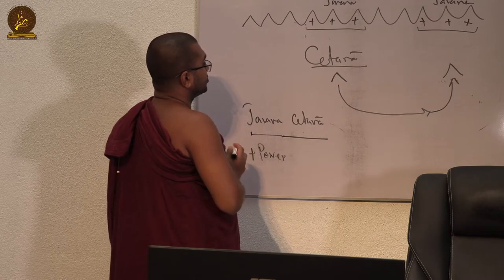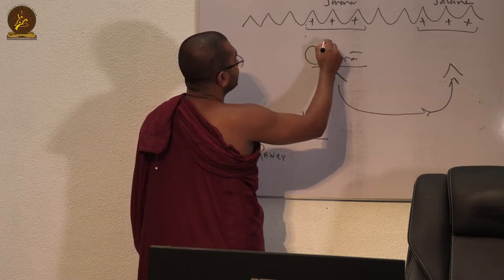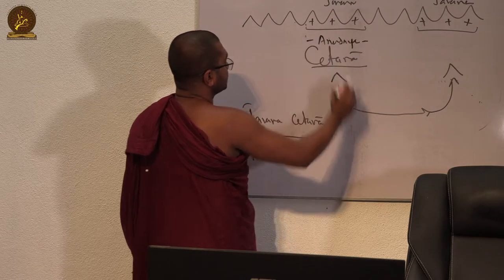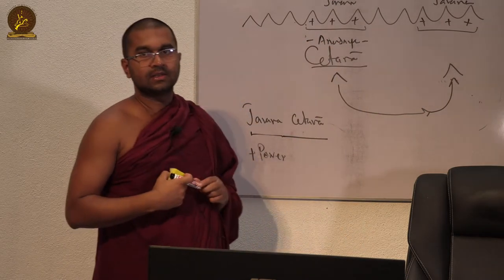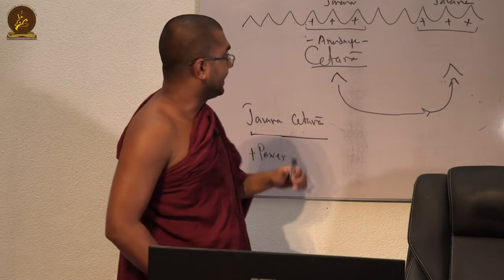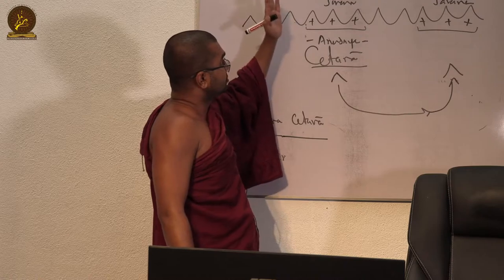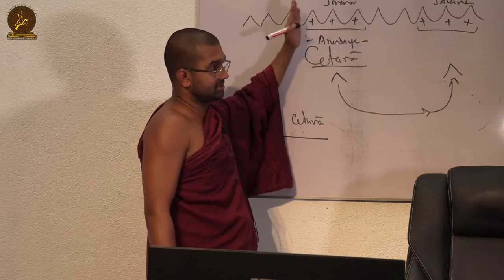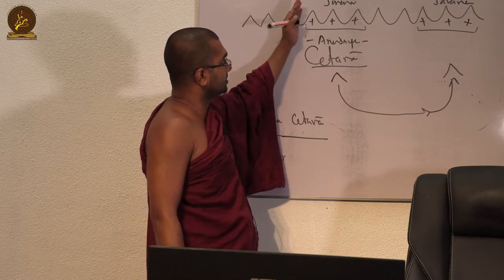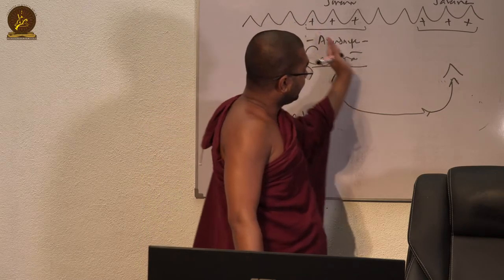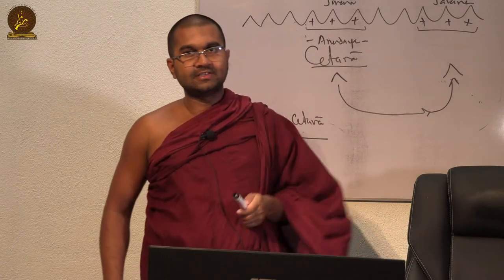For that, there should be another requirement, which is called anusaya, the latent defilements. Latent defilements do affect our mind stream. So as a result, these strong javana consciousness, the chetanas of these strong consciousness, cause a sort of an energy to remain within our mind stream. And that energy would give a result.